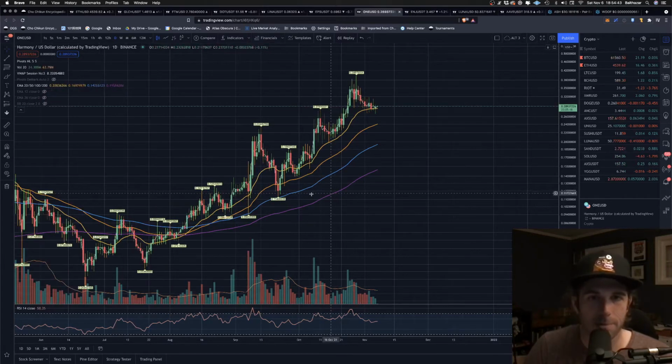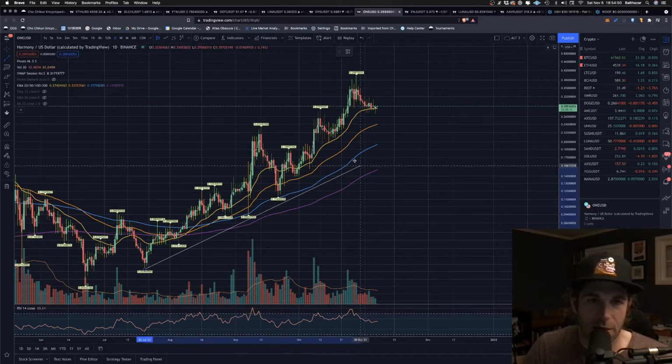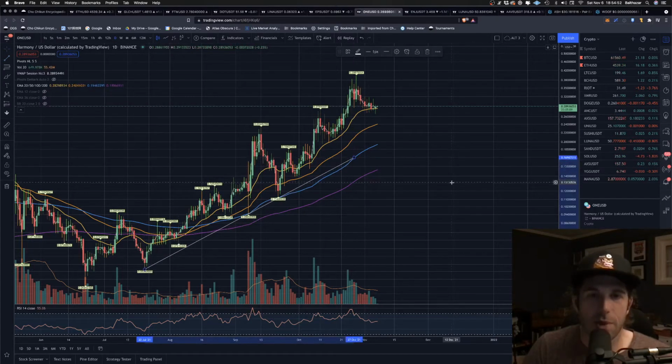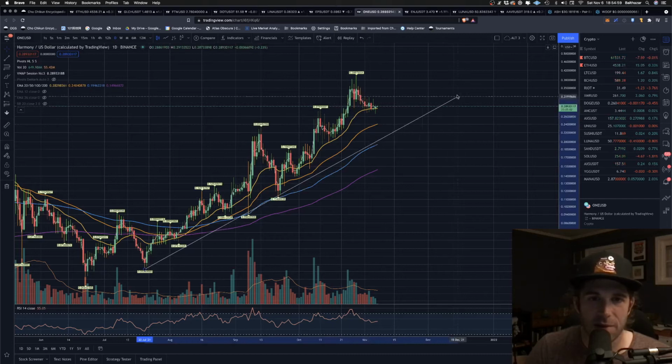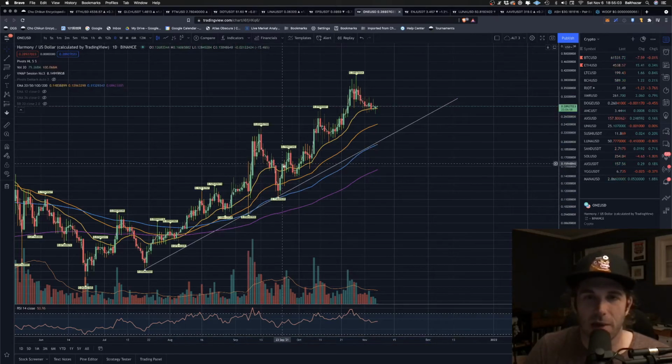Okay. On the daily, do we have a good line that we can use? This is probably the best line I can find right here. And yeah, once again, it's in play here. It hasn't really been in place recently. So we're probably going to focus more on just the trend.